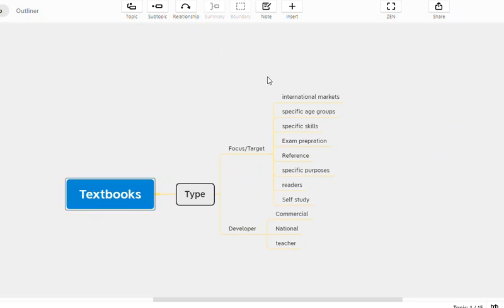Now let's consider different types of textbooks. Textbooks are categorized in some ways. The two major ways through which the textbooks are classified are in terms of their target and focus, and the second one is in terms of the developers.